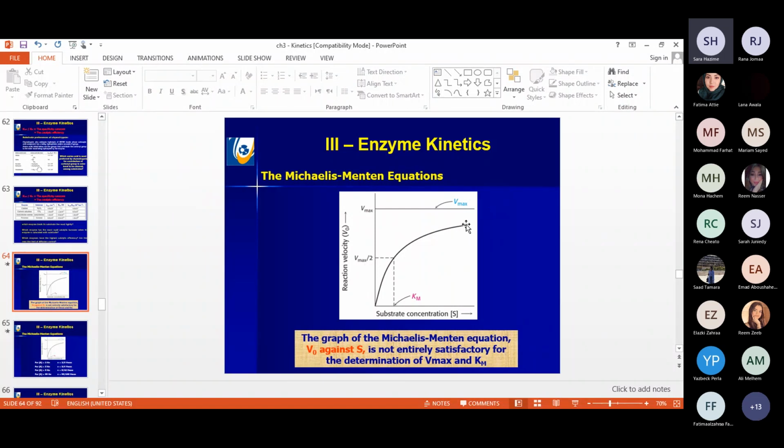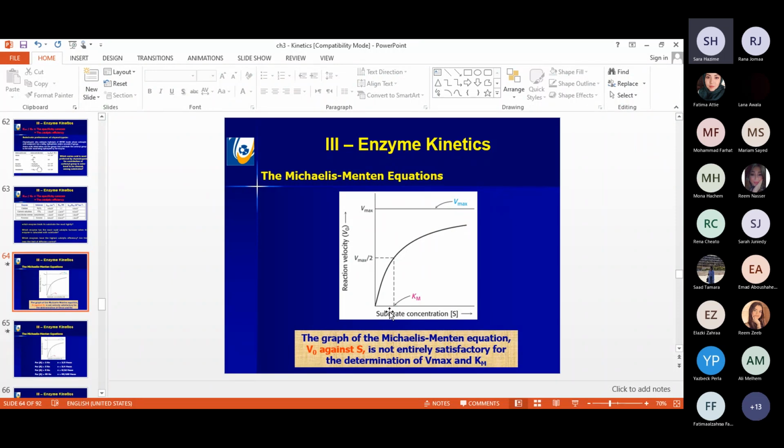So it is higher. If you consider this highest point as Vmax, which is wrong to do, then Vmax over 2 will be wrong, and the value of Km will be wrong. And all the kinetic parameters that you are going to determine are wrong. So you cannot determine Vmax and Km from this plot unless you really reach maximum velocity, and at least 3 consecutive values of V0 are constant.